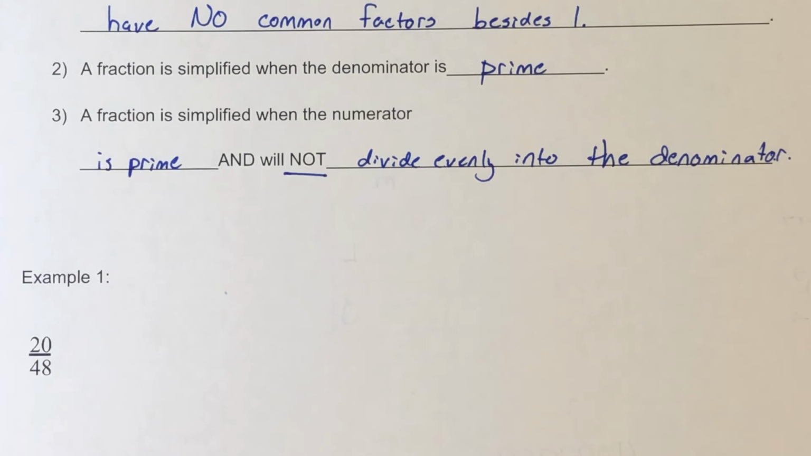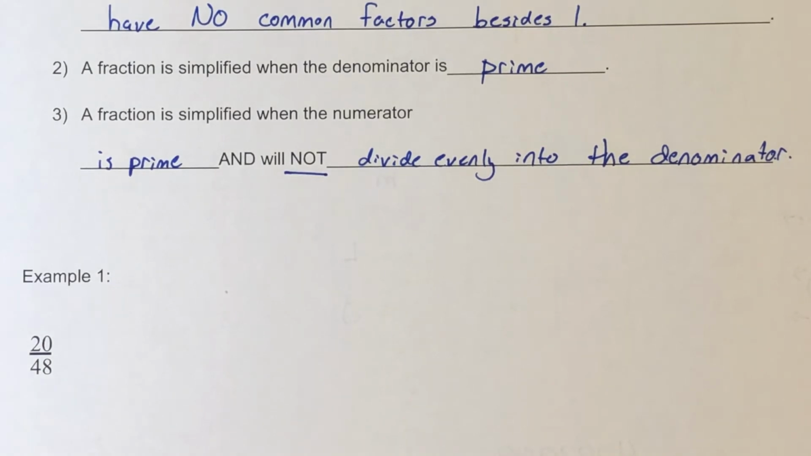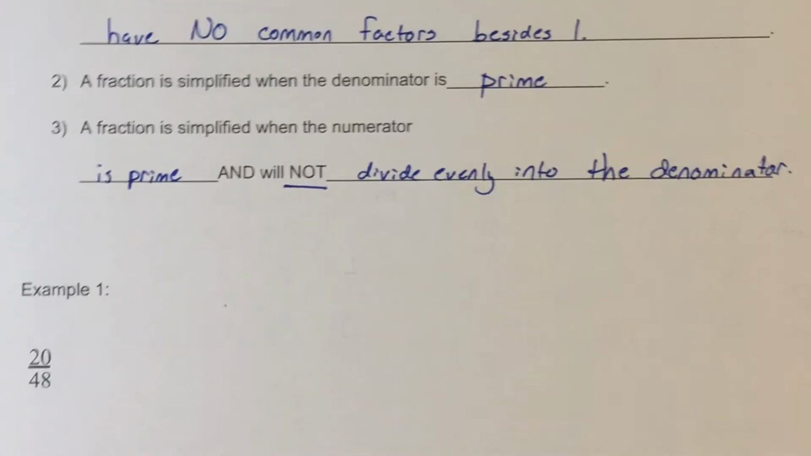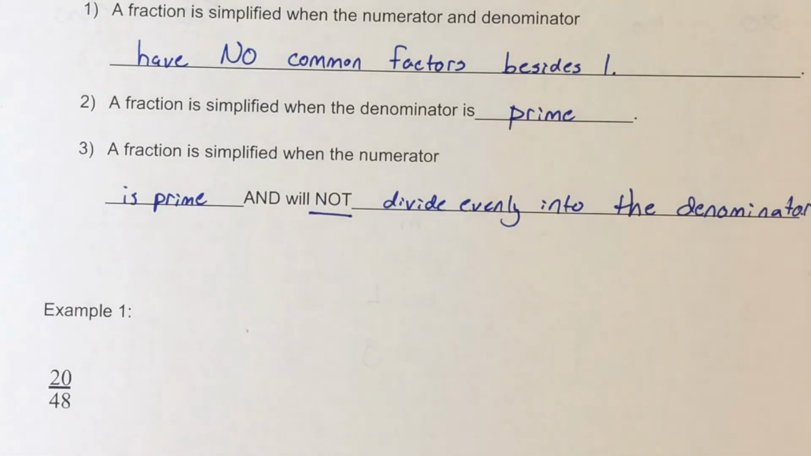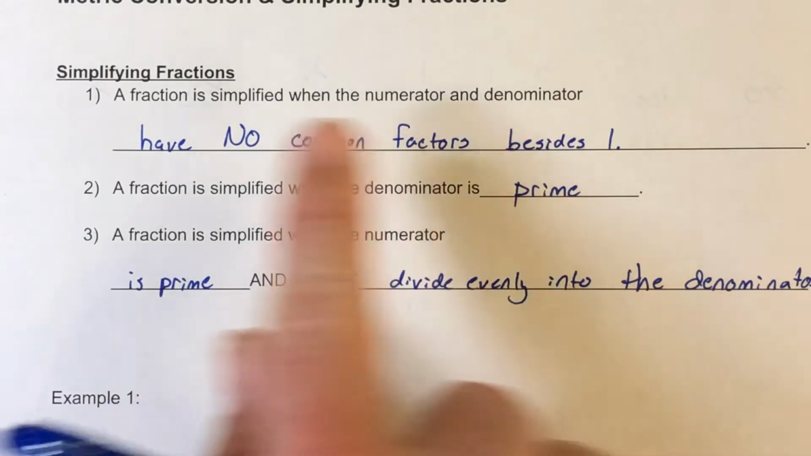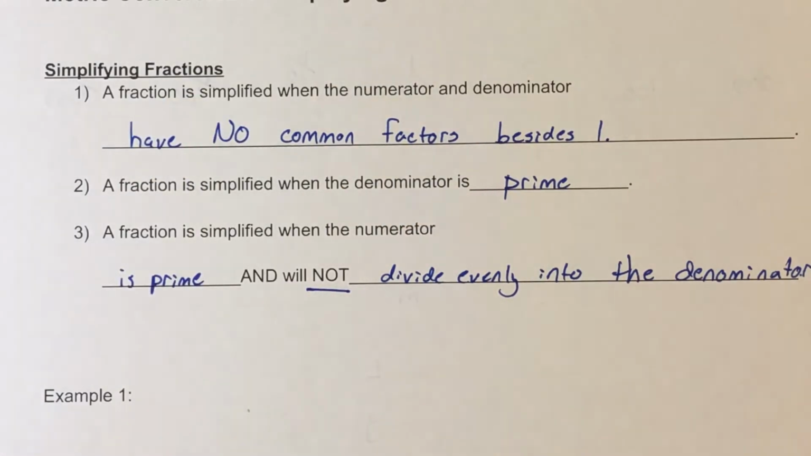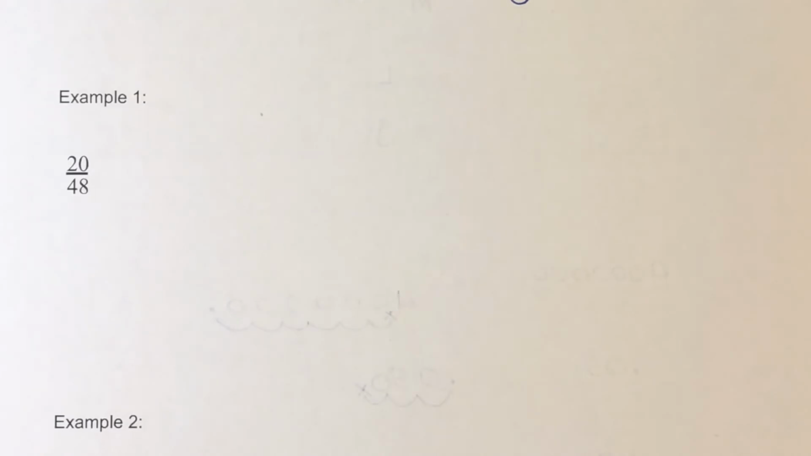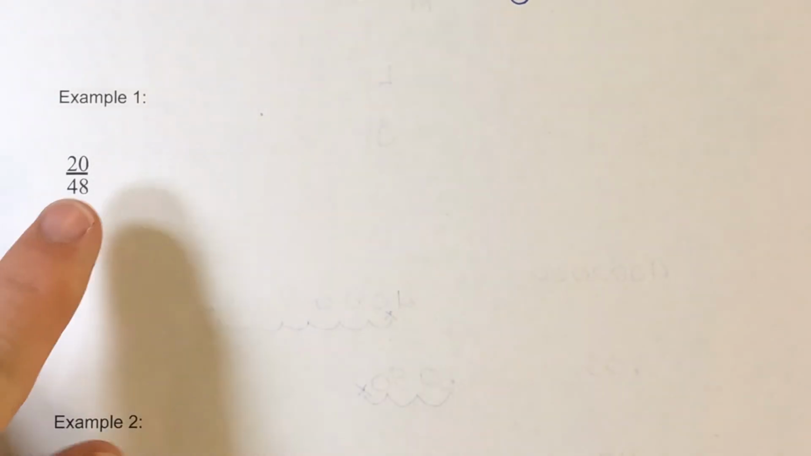All right, so we're going to do a couple examples of simplifying fractions and seeing if we can apply maybe one of these rules to see if we are finished. So our first example is 20 over 48. We will first look at the first rule. Do they have any common factors besides 1? If they do, our fraction is not simplified. So, do 20 and 48 have any common factors? Yes. Like I said earlier, 2 will go into both, 4 goes into both, possibly other numbers. I would have to use a t-chart to determine all of those factors.